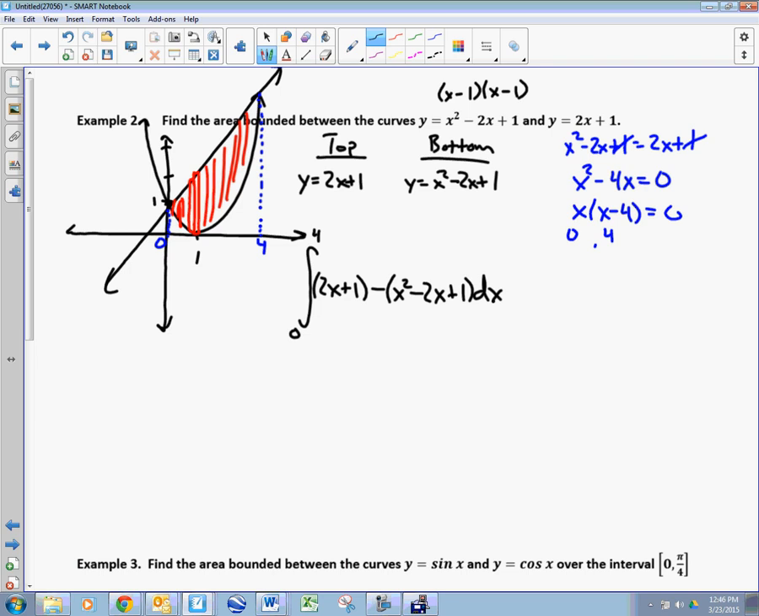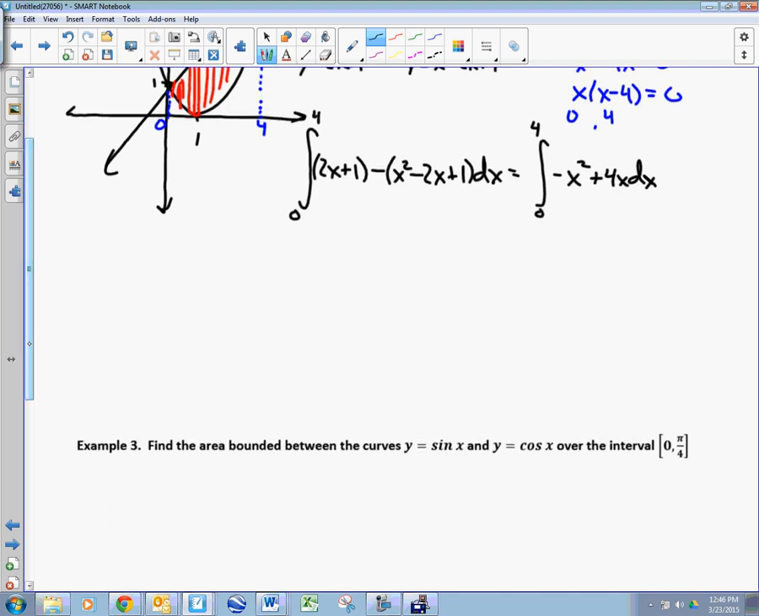Do you notice? The 1's cancel. Looks like we have a negative x squared. 2x minus a negative 2x. How's it 4x? dx. Okay. What's the antiderivative of negative x squared? Plus the antiderivative of 4x, 2x.